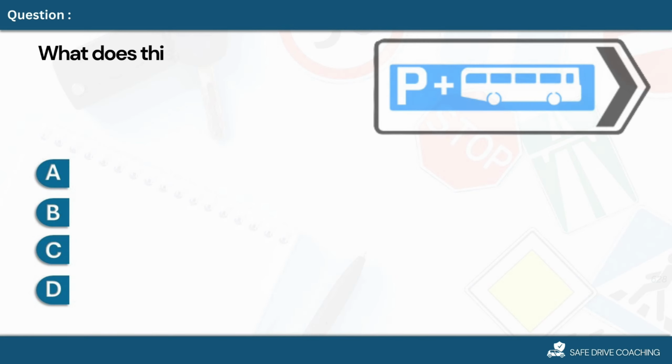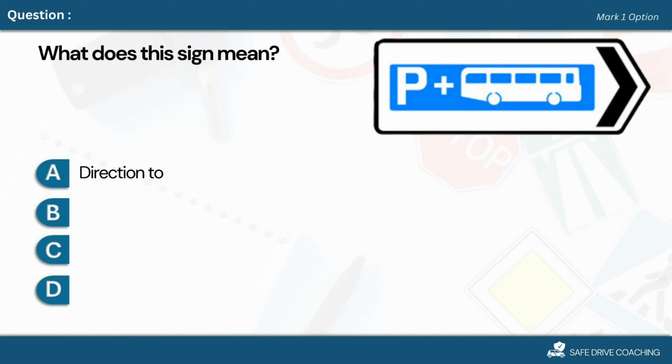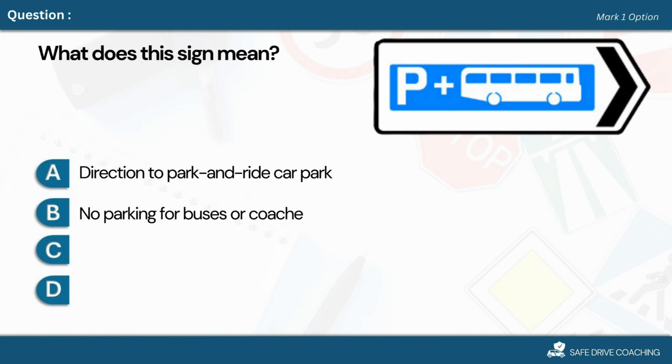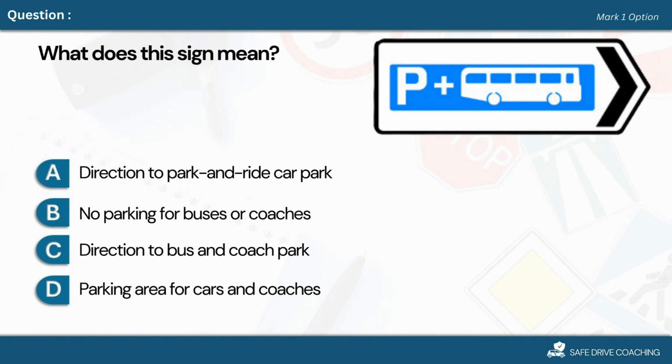What does this sign mean? A. Direction to park and ride car park. B. No parking for buses or coaches. C. Direction to bus and coach park. D. Parking area for cars and coaches.